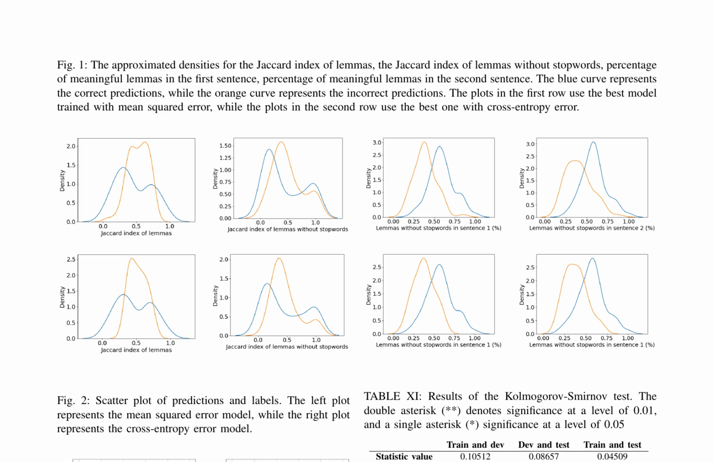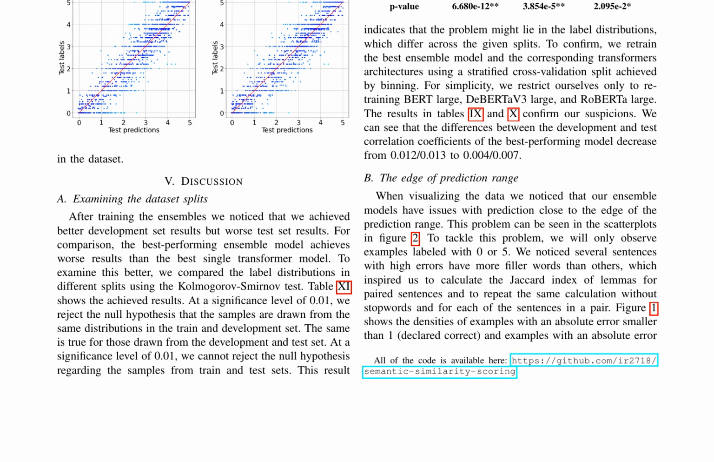Kolmogorov-Smirnov test. To address this issue, the authors retrain the best ensemble model and corresponding transformer architectures using stratified cross-validation with binning. This approach reduces the differences between development and test correlation coefficients for the best performing model from 0.012, 0.013 to 0.004, 0.007. Furthermore, the authors observe that their ensemble models struggle with predictions near the edge of the prediction range, as shown in scatter plots.